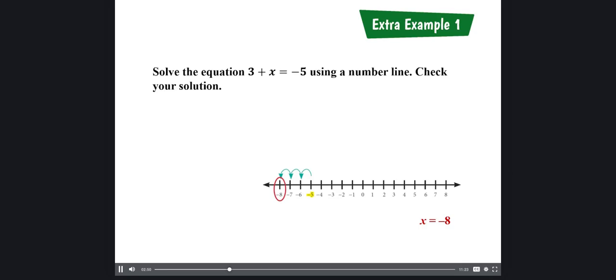The answer to this problem is a number line moving 3 units to the left from negative 5, landing at negative 8. X equals negative 8.